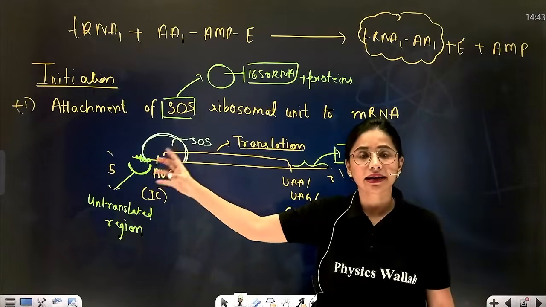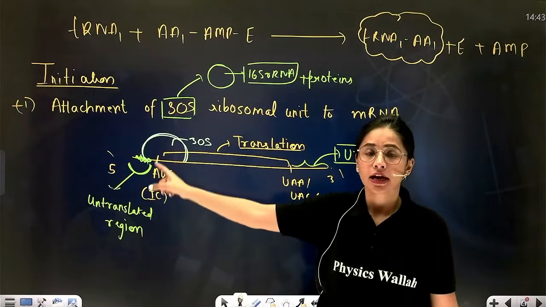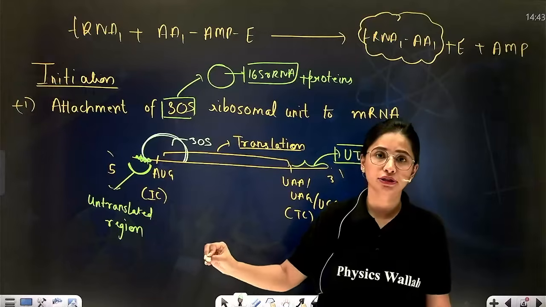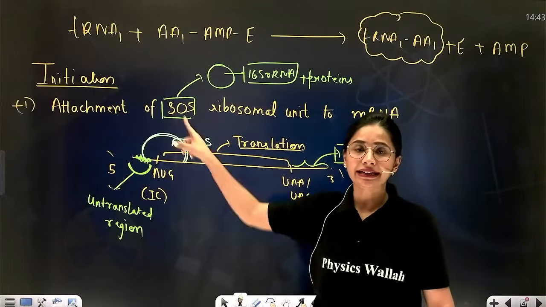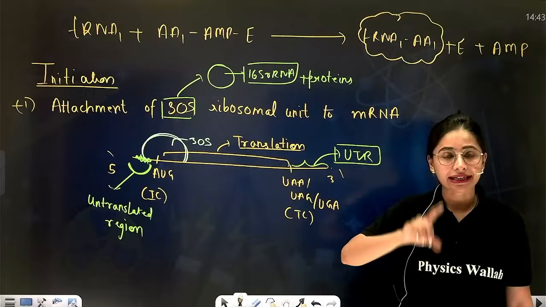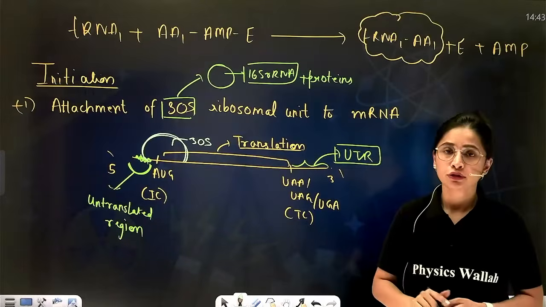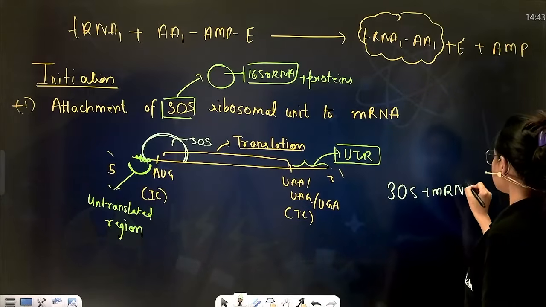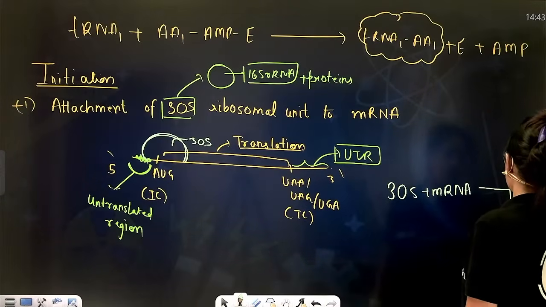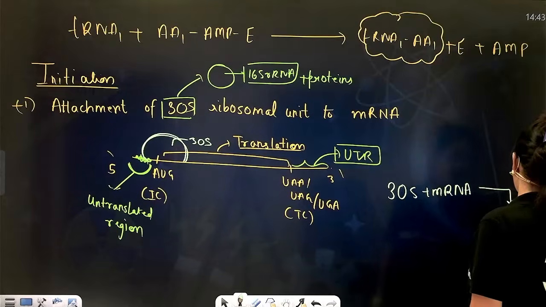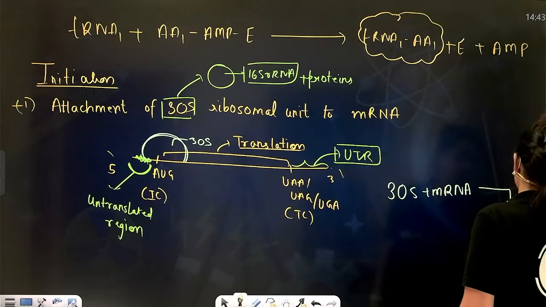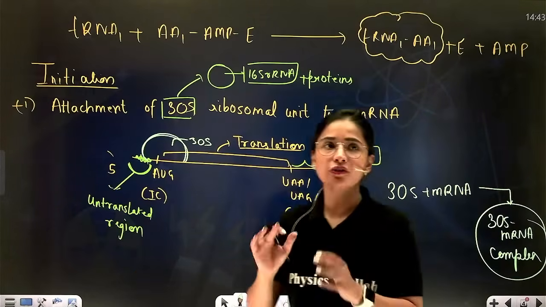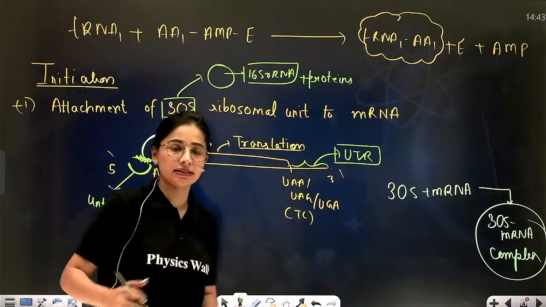16S rRNA has sequences complementary to the Shine-Dalgarno sequence located in the upstream region, which it reads, and then the 30S ribosome attaches at the right location to form the 30S plus mRNA, the 30S mRNA complex. Right? So this much is the first step under initiation.